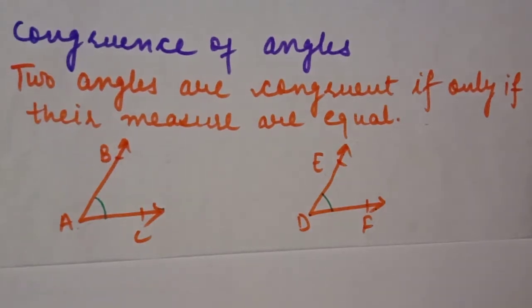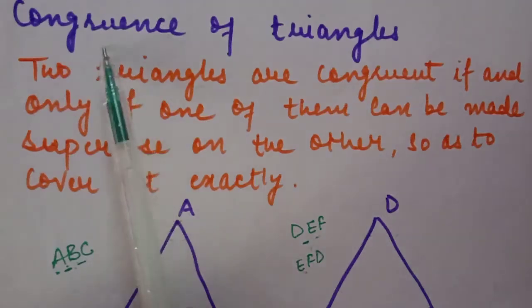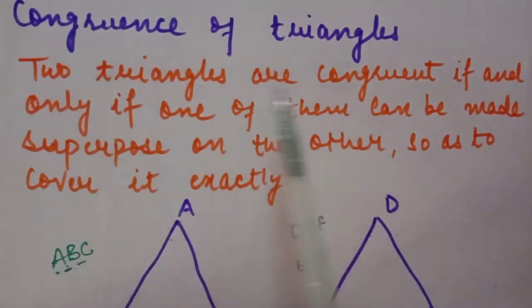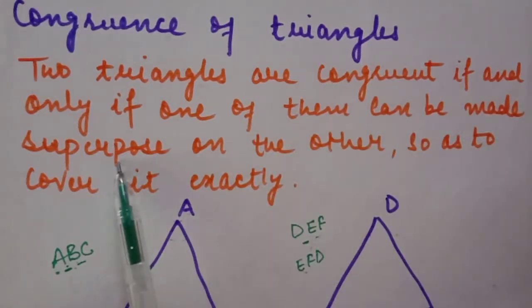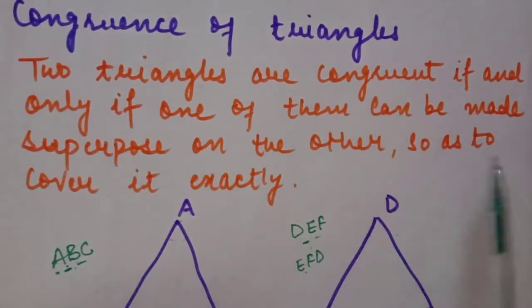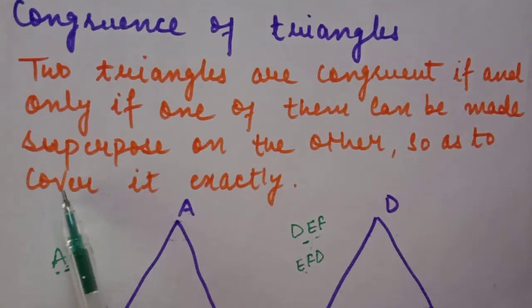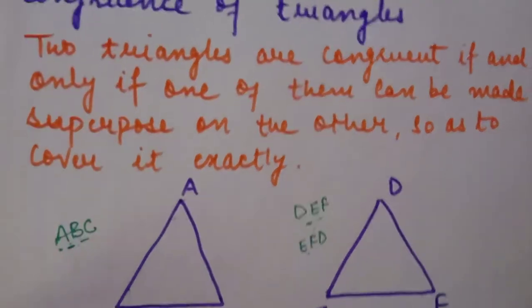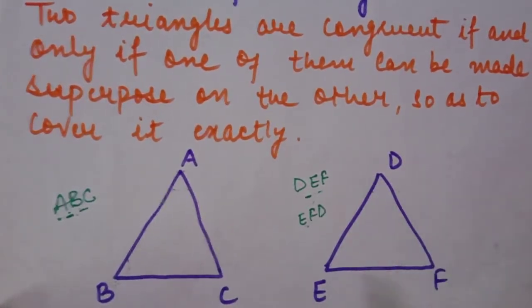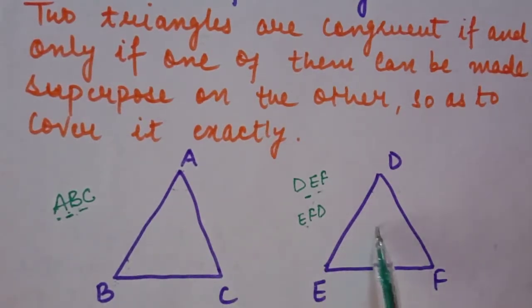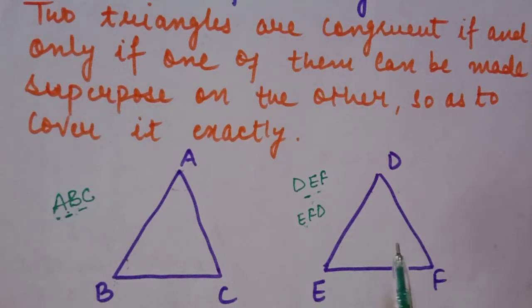Now the congruency of triangles. Two triangles are congruent if and only if one of them can be superposed on the other so as to cover it exactly. It means that if triangles ABC and DEF are superimposed on each other, if we put one triangle on the other, then they cover each other completely or exactly.